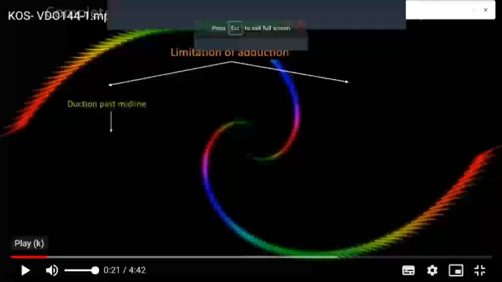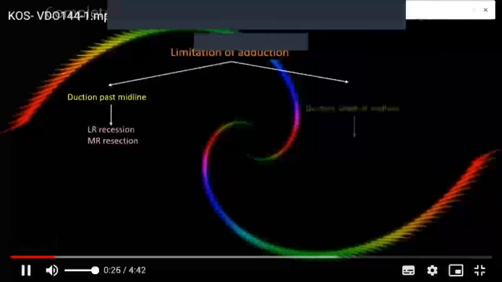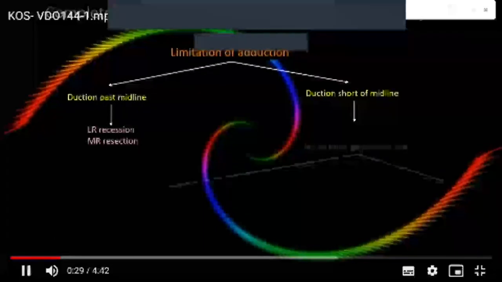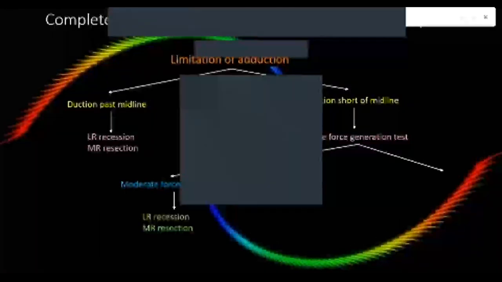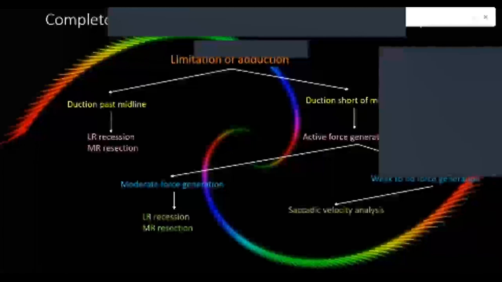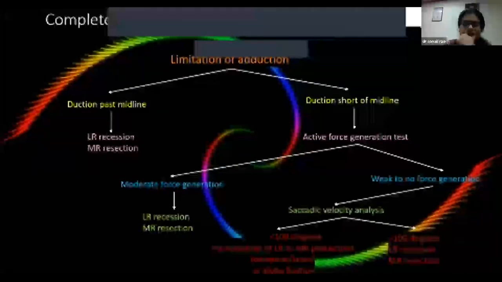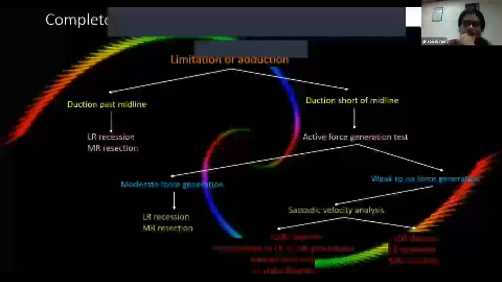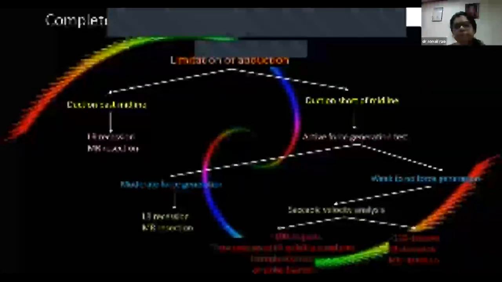Okay. Yeah. Midline, lateral rectus recession, medial rectus resection are useful procedures, whereas for adduction short of midline, based on active force generation test, for moderate force generation, we have LR recession, MR resection, and for weak to no force generation, based on saccadic velocity analysis, transposition of LR to MR or globe fixation procedures can be done in less than 100 degrees saccadic velocity, and LR recession, MR resection for more than 100 degrees saccadic velocity.